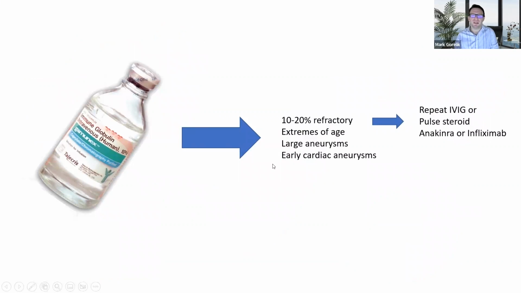Although IVIG mostly works, there are cases where Kawasaki disease is what's called refractory, or doesn't respond to the initial therapy. And that happens in about 10 to 20% of cases. And it mostly happens in patients who are at extremes of age, the very old or very young patients, and sometimes also patients who already have severe disease at the onset. And when that happens, there are additional therapies that one can do: either repeat the IVIG, use a pulse steroid dose, or use biologic medication. Which one of these to choose is currently under investigation in various studies.